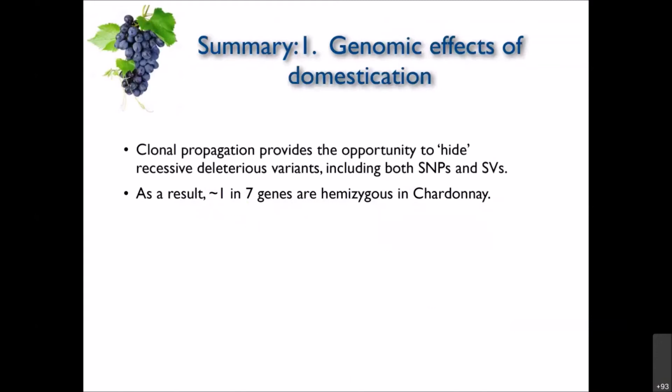That clonal propagation provides an opportunity to hide recessive deleterious variants. And that really, I think, is what leads to the very high heterozygosity and hemizygosity in cultivated grapes. So we have 1 in 7 genes hemizygous in Chardonnay. That's our best estimate. We still would like to refine those estimates, but we think that's about right.